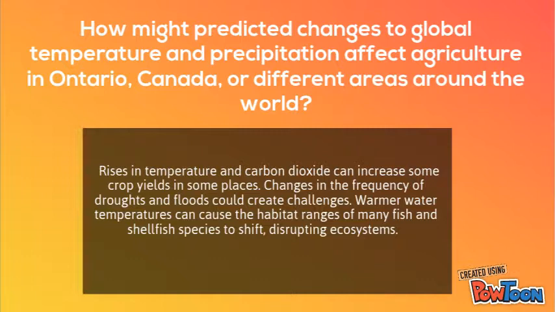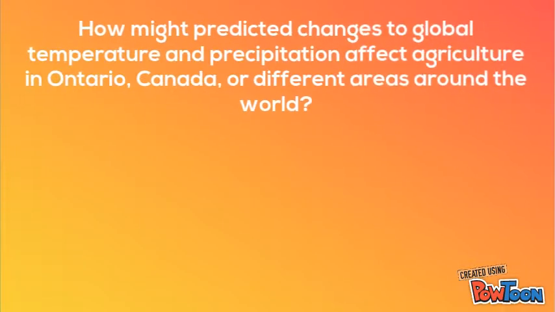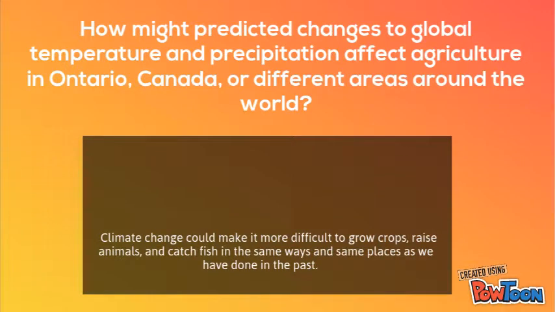Warmer water temperatures can cause the habitat ranges of many fish and shellfish species to shift, disrupting ecosystems. Climate change could make it more difficult to grow crops, raise animals, and catch fish in the same ways and in the same places as we have done in the past.